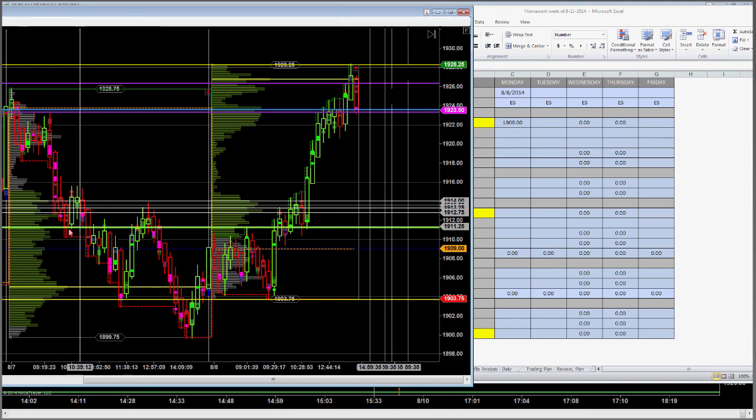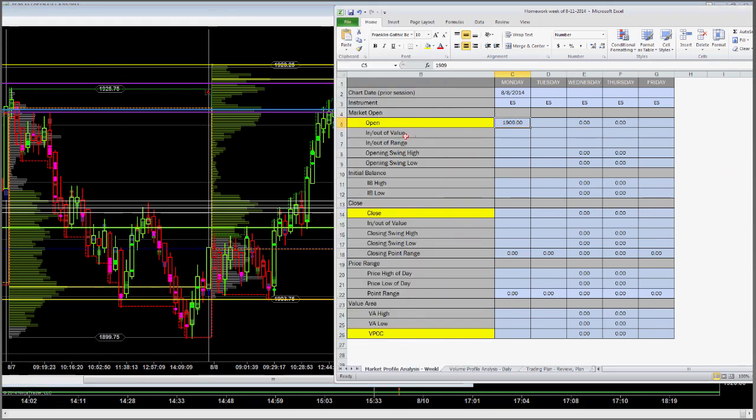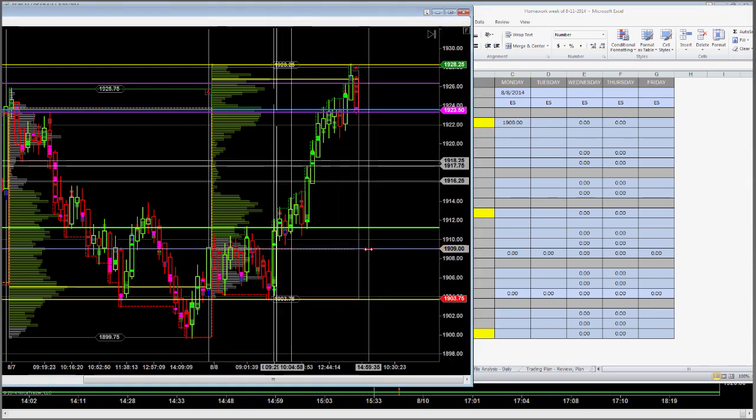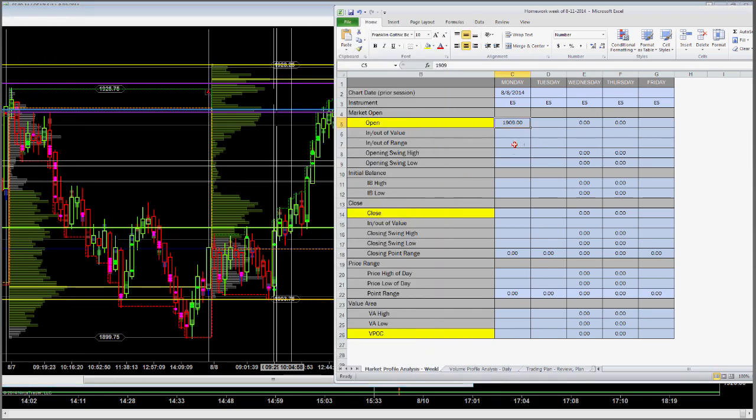And value is a really good place to start. It's one of the reasons I have it on the chart. I'm looking for inside or outside of value, and then outside of range. And then I want to understand what it did inside or outside of that range or value. So I look at it. Did it open up inside of value? Previous day is over here. Yep, opened up inside of value, opened up inside of range.